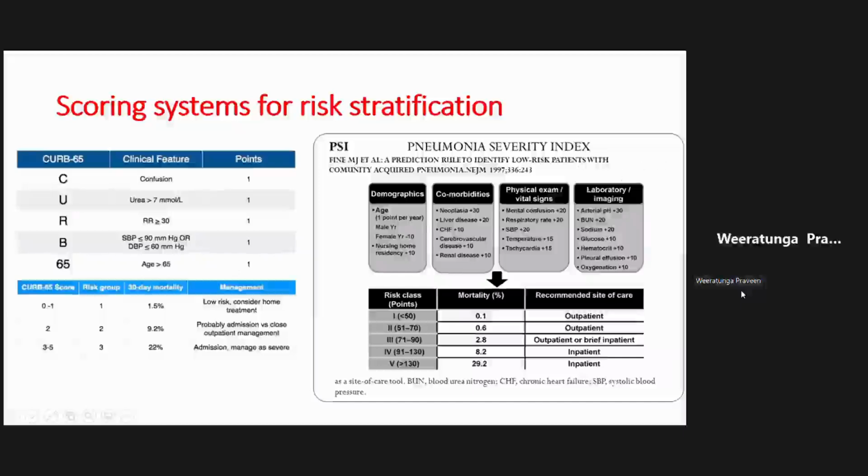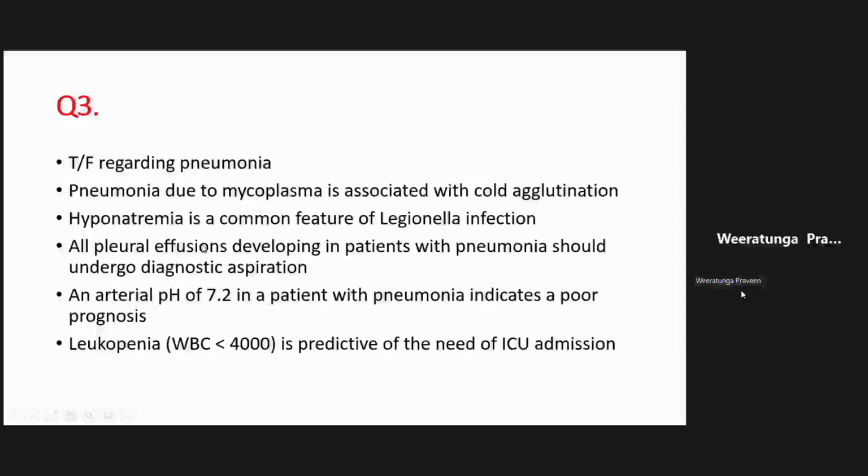When the arterial pH shows acidosis, it's dangerous, right? Acidosis. And then leukopenia is predictive of ICU admission. Need of ICU admission.